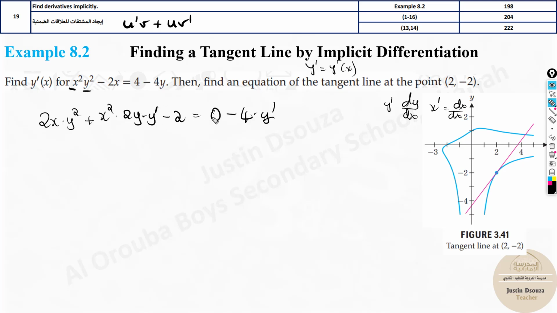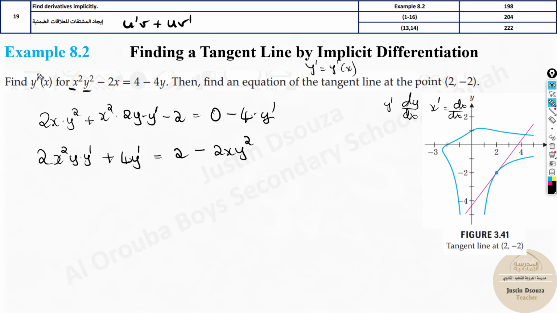Now, let's keep all the y dash terms at one side. This is positive, so I'll leave it over here. This negative 2xy squared, I'll take it to the other side. Minus 4 times y dash, I'll bring it to the other side. So it'll become 2x squared y into y dash, plus 4y dash. That's the derivative of y. And this minus 2 on the other side will be plus 2. And this will be minus 2xy squared.